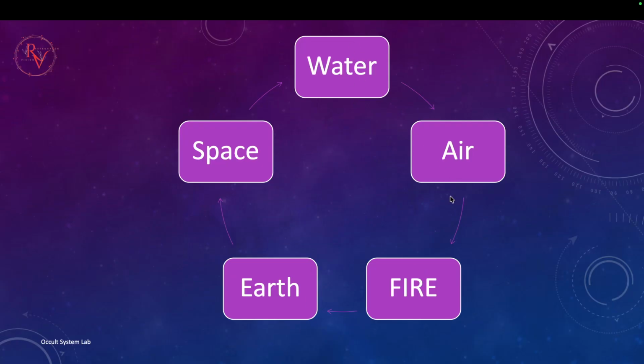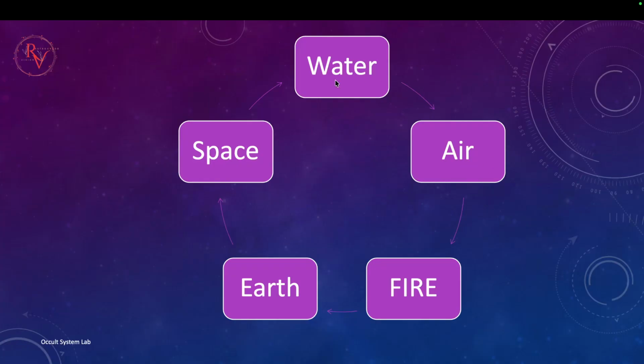Okay. Similarly, for air, the enemies are space and earth. See, water is adjacent, fire is adjacent. So these two are fine with air. But these two, which are far away, are the enemies. Similarly, for fire, space and water are the enemies or anti. Next, for earth, water and air. And for space, air and fire are the enemies.